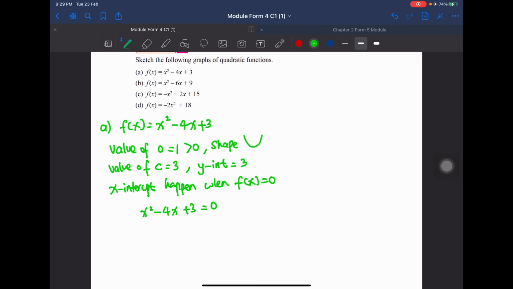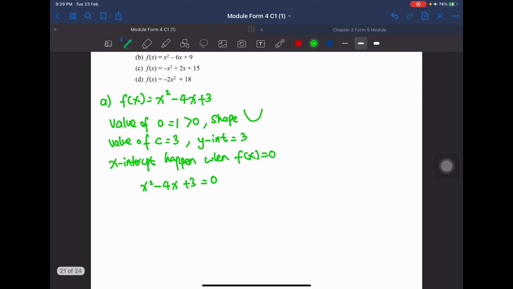Okay, so yang sini saya nak awak tekan kalkulator. Okay, terus tekan kalkulator guna cara yang saya ajar tadi. Okay, bila tekan kalkulator, kita akan dapat x equals to 1 or x equals to 3. Okay, so backward solution. So x minus 1 equals to 0. X minus 3 equals to 0. So x minus 1, x minus 3 equals to 0.